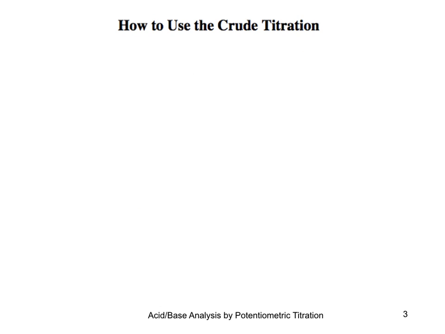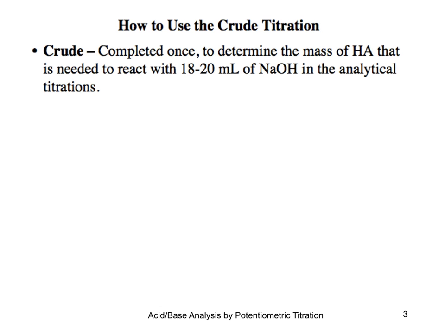You will first need to complete a crude titration to ensure that a reasonable quantity of acid is analyzed in the potentiometric titration. This crude titration is only completed once and is used to determine how much weak acid will be needed to reach an endpoint around 18 to 20 milliliters.